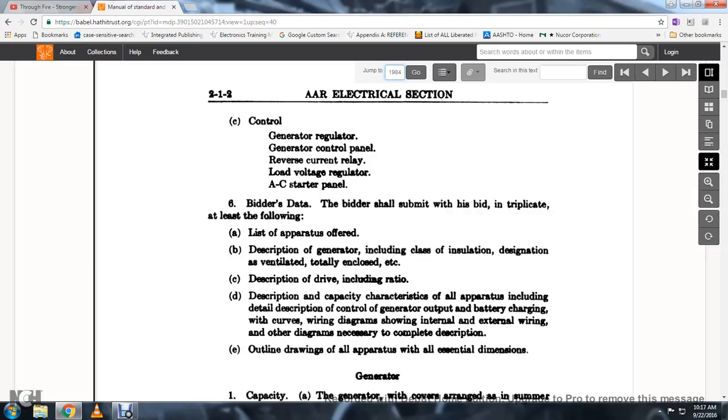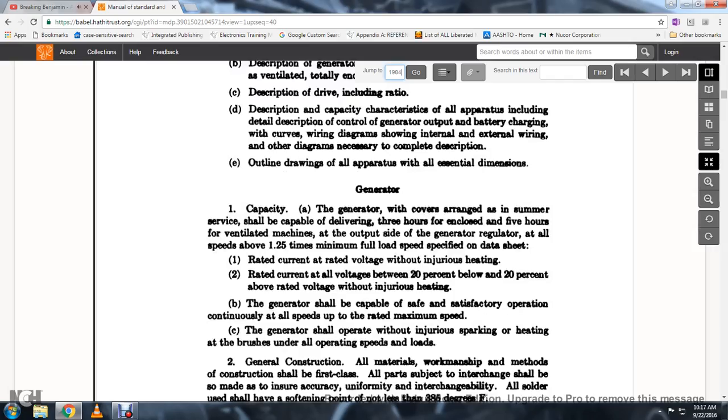6. Bidder's data. The bidder shall submit with his bid, in triplicate, at least the following: a list of apparatus offered; a description of the generator included with the installation designation as ventilated, totally enclosed, etc.; a description of the drive, including ratio; the description and capacity and characteristics of all apparatus, including a detailed description of the control, generator output, and battery charging, with curves and diagrams showing internal and external wiring, and other diagrams necessary to complete the description. Outline drawings of all apparatus will be essentially dimensional.